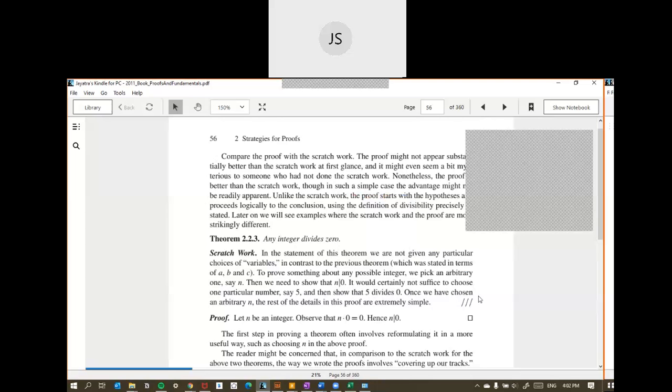Now, once we have chosen an arbitrary n, the rest of the details in this proof are extremely simple. So let n be an integer. Observe that n times 0 is equal to 0. So there exists an integer such that you multiply that with n and you get 0. So n divides 0.